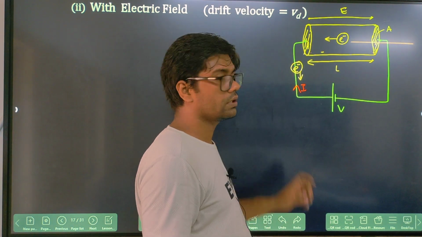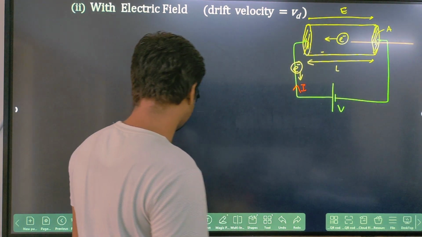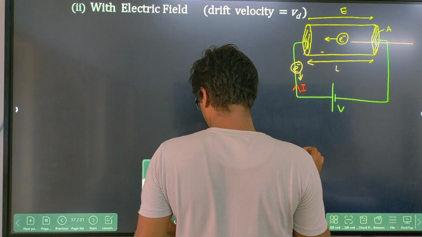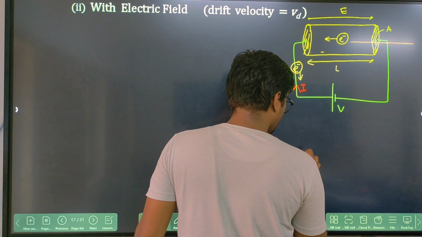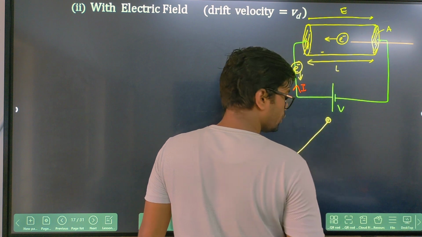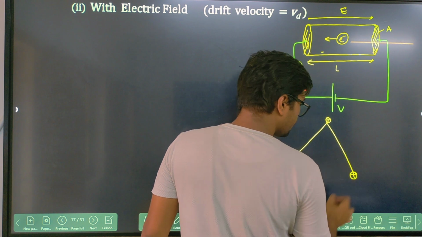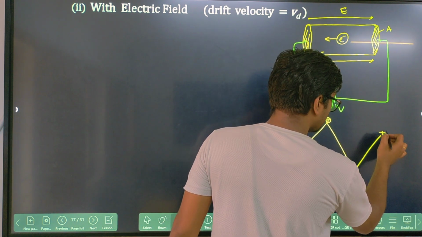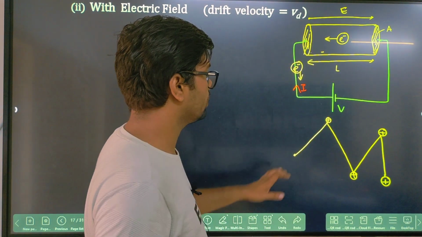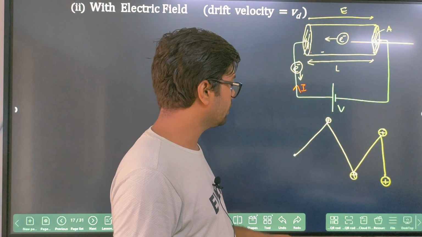So the direction of motion of the electron is opposite to the direction of motion of the current. Let's see this in the picture of one electron. This electron is moving like this, as we have seen previously. Then there is a positive lattice sitting there. The electron will collide, and at the same speed it comes back, collides again, and moves again. This is going to happen in the conductor if there is no electric field.